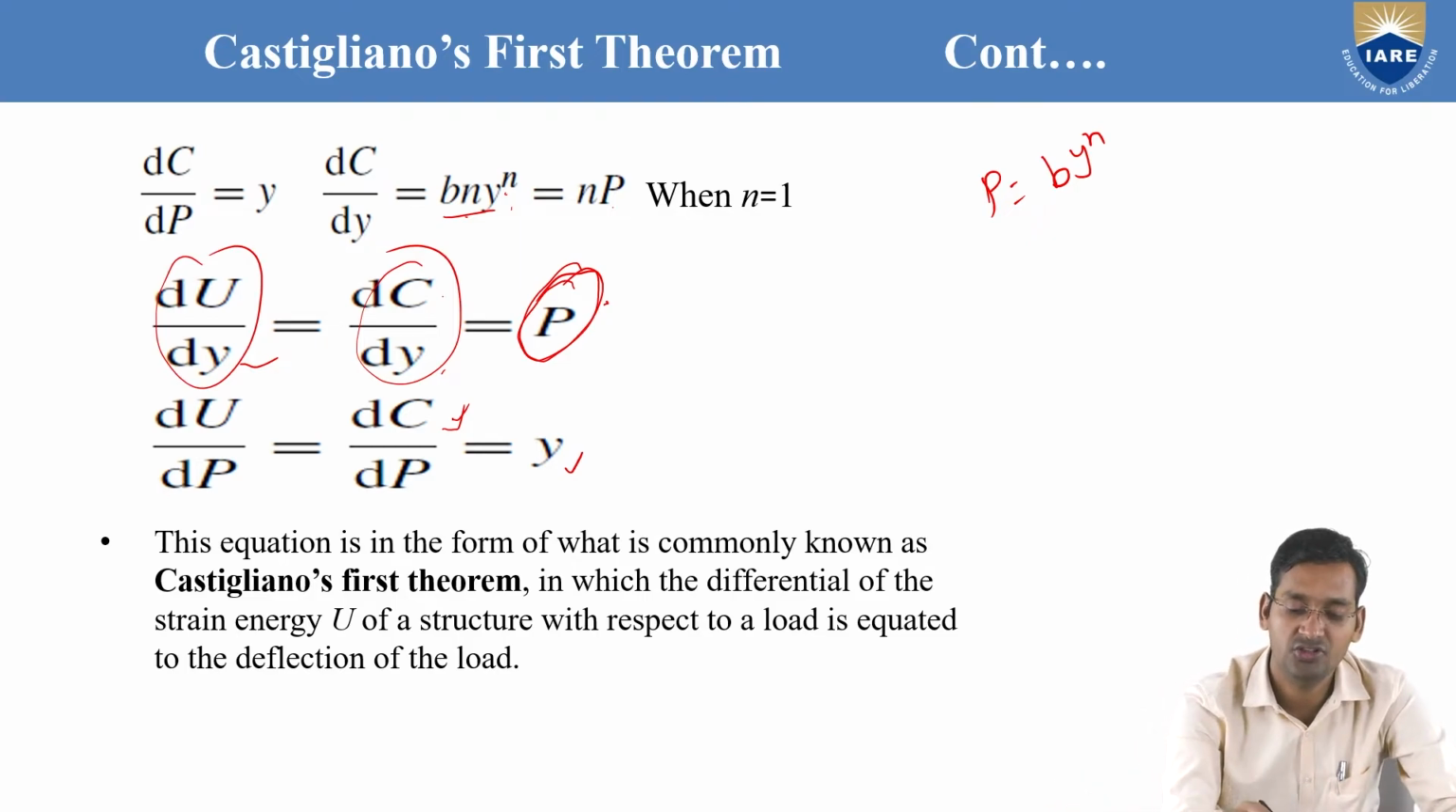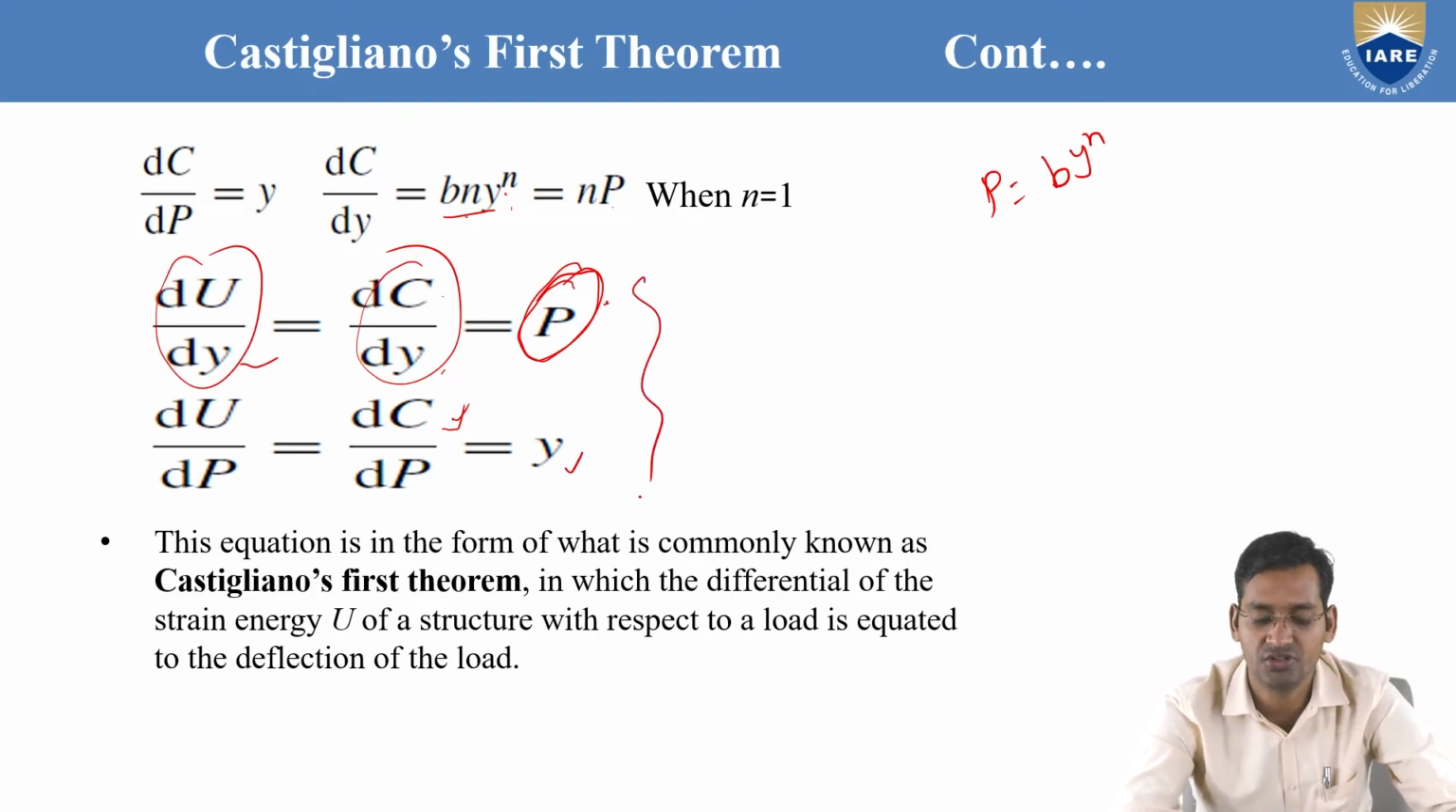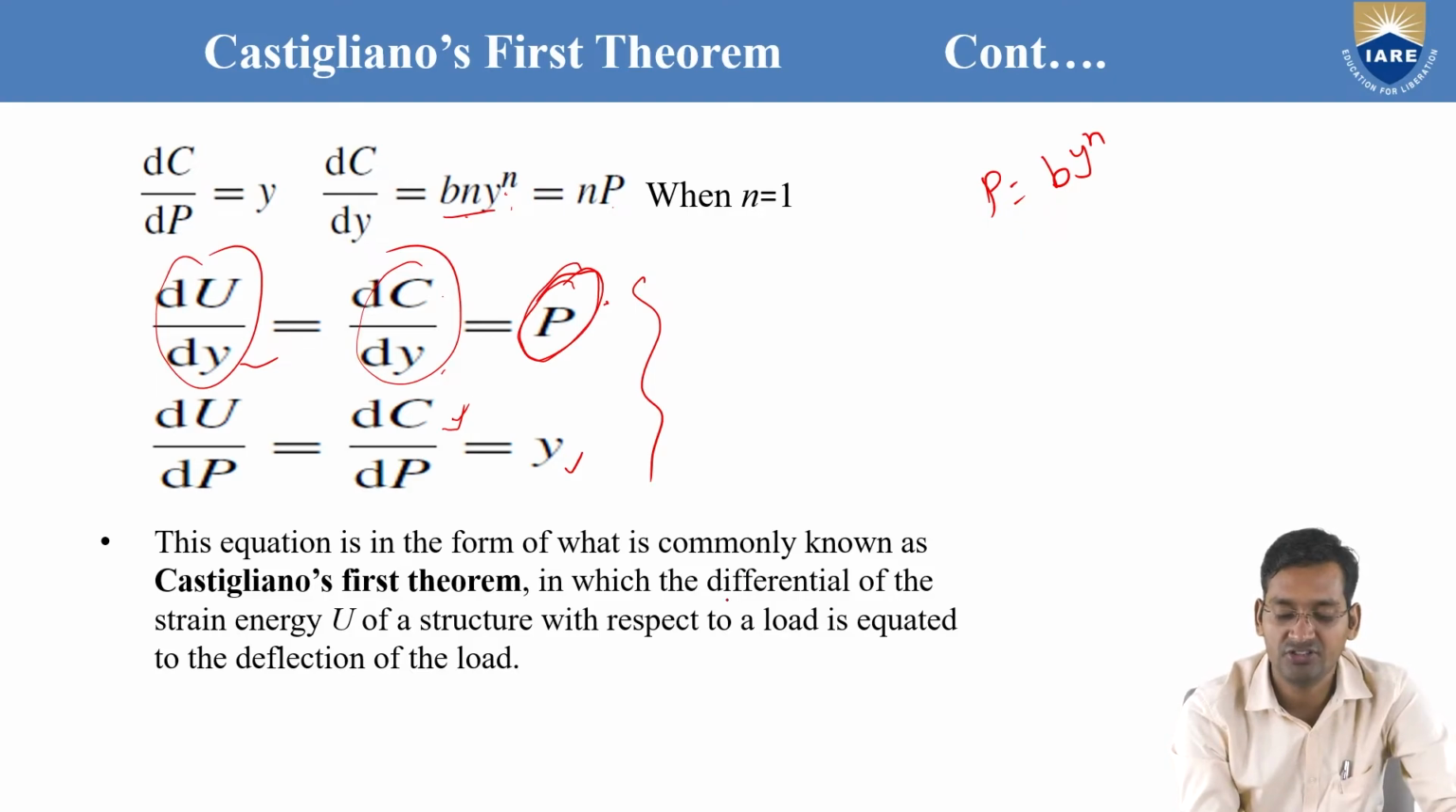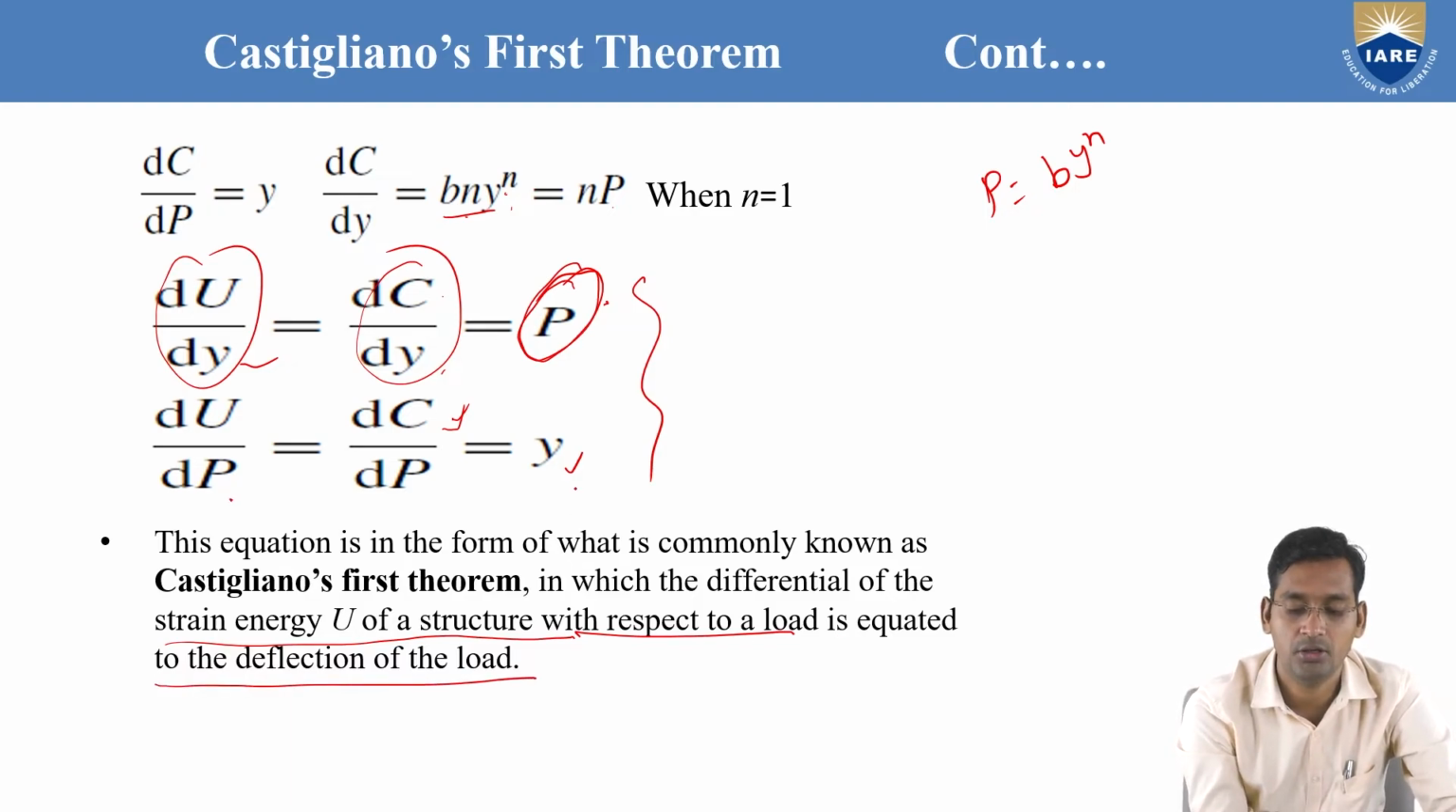These two equations are in the form of what is commonly known as Castigliano's first theorem, in which the differential of the strain energy U of a structure with respect to a load is equated to the deflection of the load. So here you see, the differential of the strain energy of a structure with respect to load is equated to the deflection of the load. So dU by dP is equal to y.